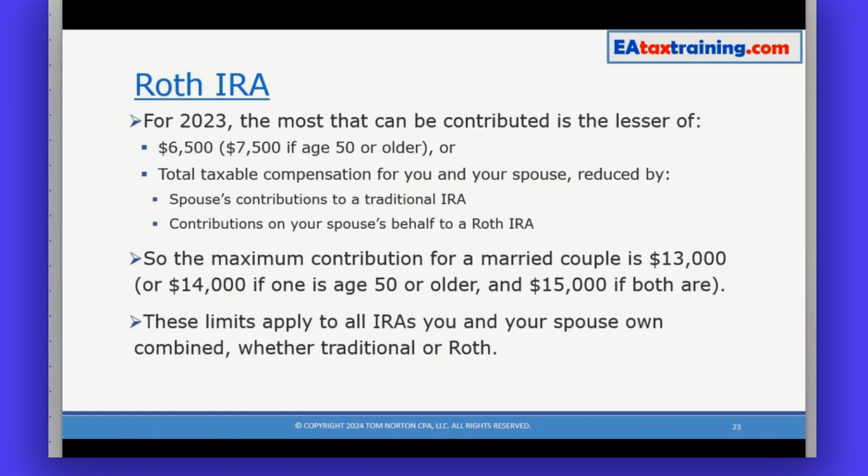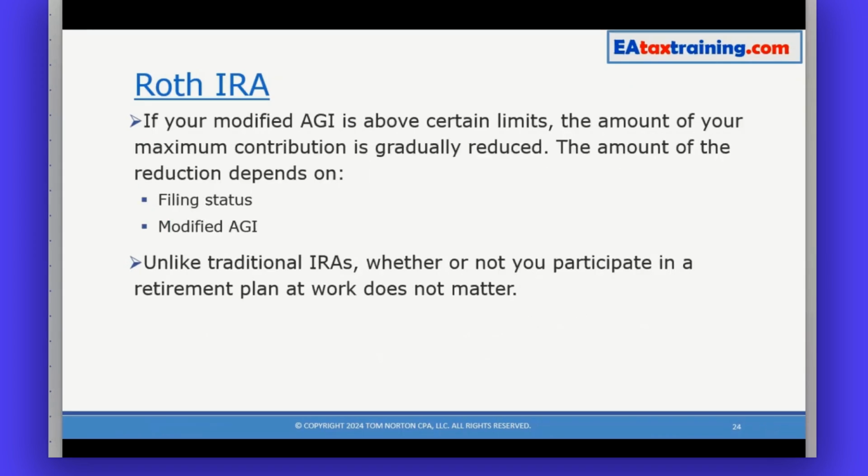And these rules are going to be the same. So this is the maximum contributions to all of your IRAs. If your modified adjusted gross income is above certain limits, then the amount of your maximum contribution is going to be greatly reduced, maybe even to zero. So this is a little bit different, though. The amount of the reduction depends on your filing status and your modified adjusted gross income only. It does not depend on whether or not you or a spouse participate in a retirement plan at work. So for a Roth IRA, that is not relevant. All we worry about is your filing status and your adjusted gross income.